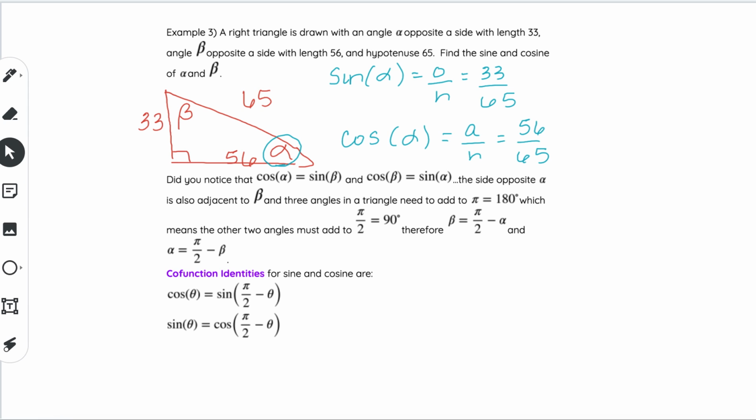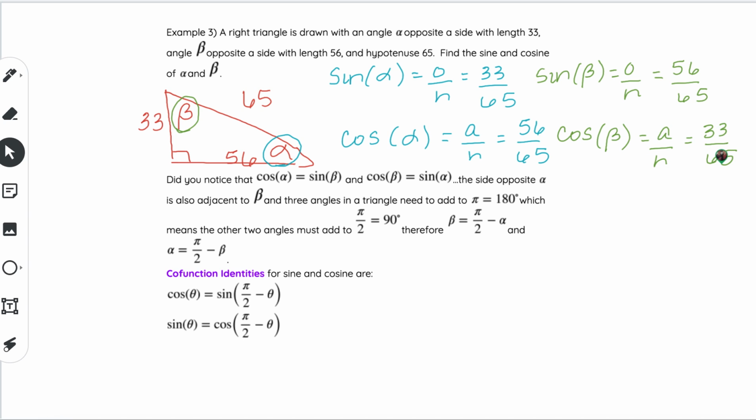Now let's turn our attention to the viewpoint of beta. Sine of beta is still opposite over hypotenuse. Opposite is now 56 over the hypotenuse 65. And cosine of beta is adjacent over hypotenuse, or 33 over 65. Just like the previous page, we see that there is a pattern between cosine of alpha and sine of beta, and sine of alpha and cosine of beta.